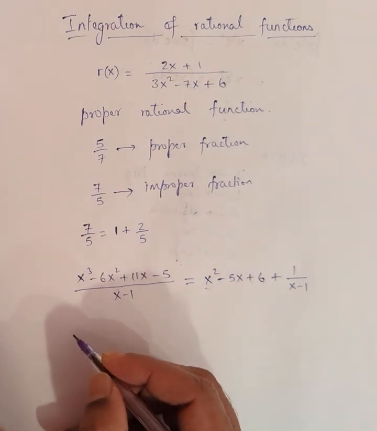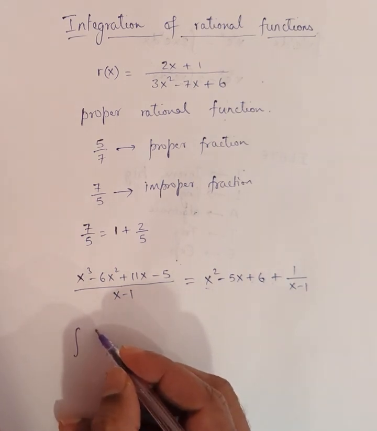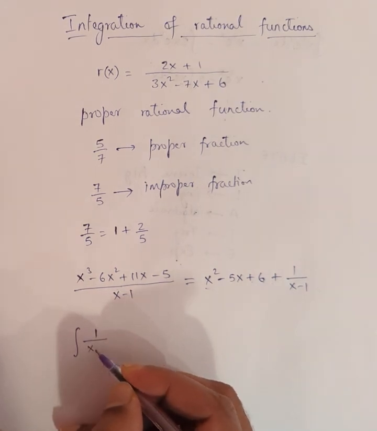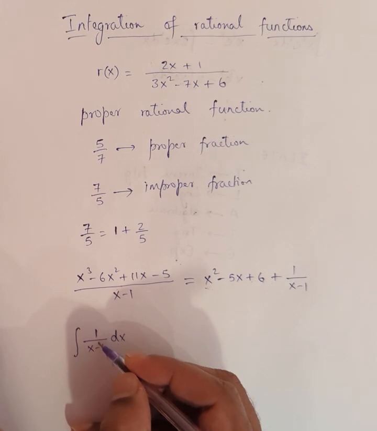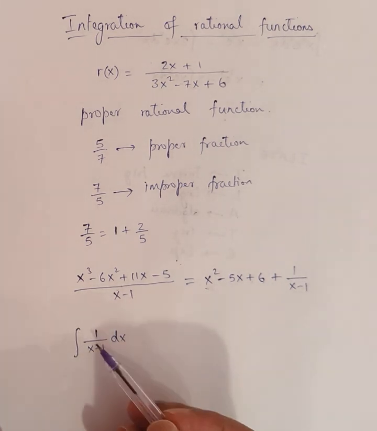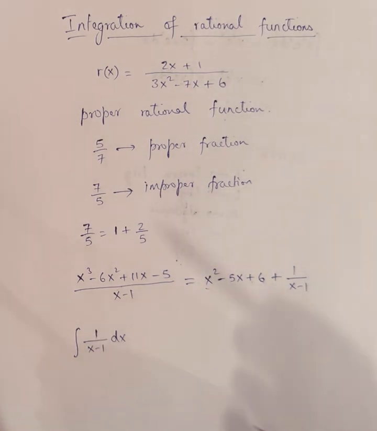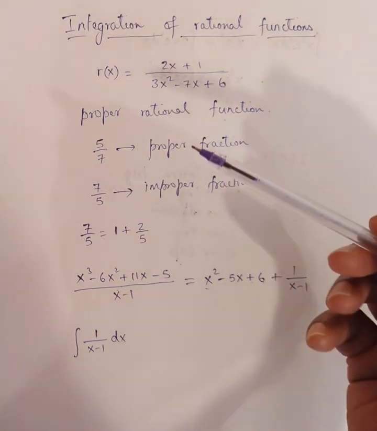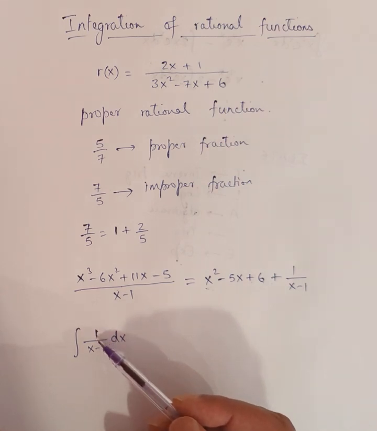So let's try to integrate something like this: 1 over x minus 1. If my denominator is a linear factor, then the numerator has to be just a number. It cannot have any x in it. And even when the degrees are equal, you can divide out. When the degrees of the numerator and denominator are equal, that is still an improper fraction. If the degree of the numerator is strictly less, then it's called a proper fraction.